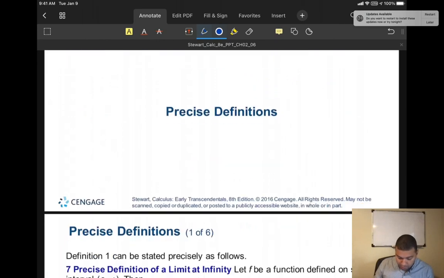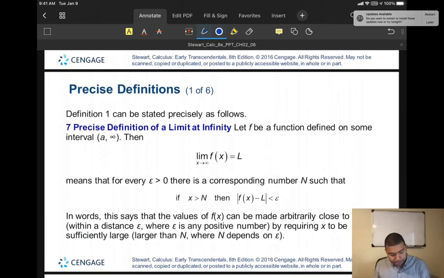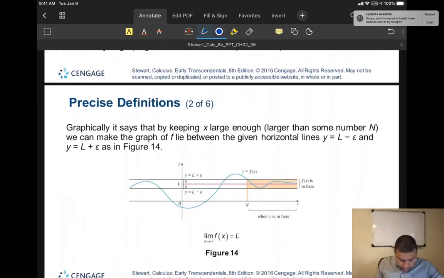Precise definitions are due, so this is the idea. Basically, you're saying that for every epsilon you choose, you want to make f of x close to L. Close to L means within epsilon distance, right? Within an epsilon distance of L, or epsilon close. And you can do that as long as you choose an n so that x is larger than n. It's a similar definition as before. Let you read this on your own. If you need to clarify, I'm not going to work on this too much. And same idea as before, right?